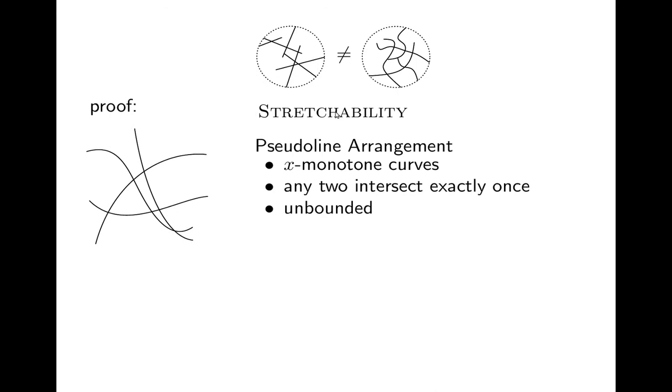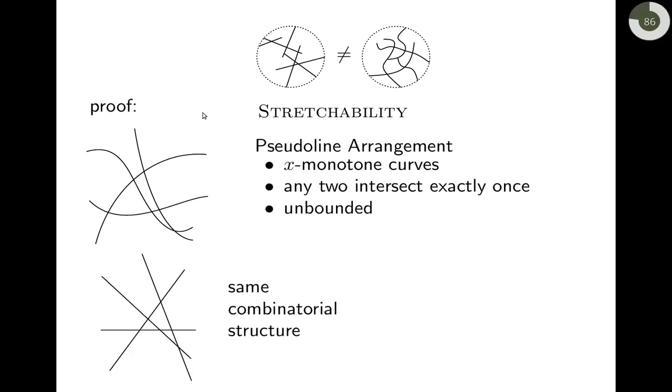So I have to show you what stretchability means in more detail than I did before. In stretchability we have a pseudoline arrangement. So what is a pseudoline arrangement? We are given some x-monotone curves. So you see here x-monotone curves. Any two have to intersect exactly once. You can see this here, any two intersect exactly once, and they must be unbounded. I didn't draw this here, but you can imagine they go very far up to infinity. And then the question is whether there exists a line arrangement with the same combinatorial structure.